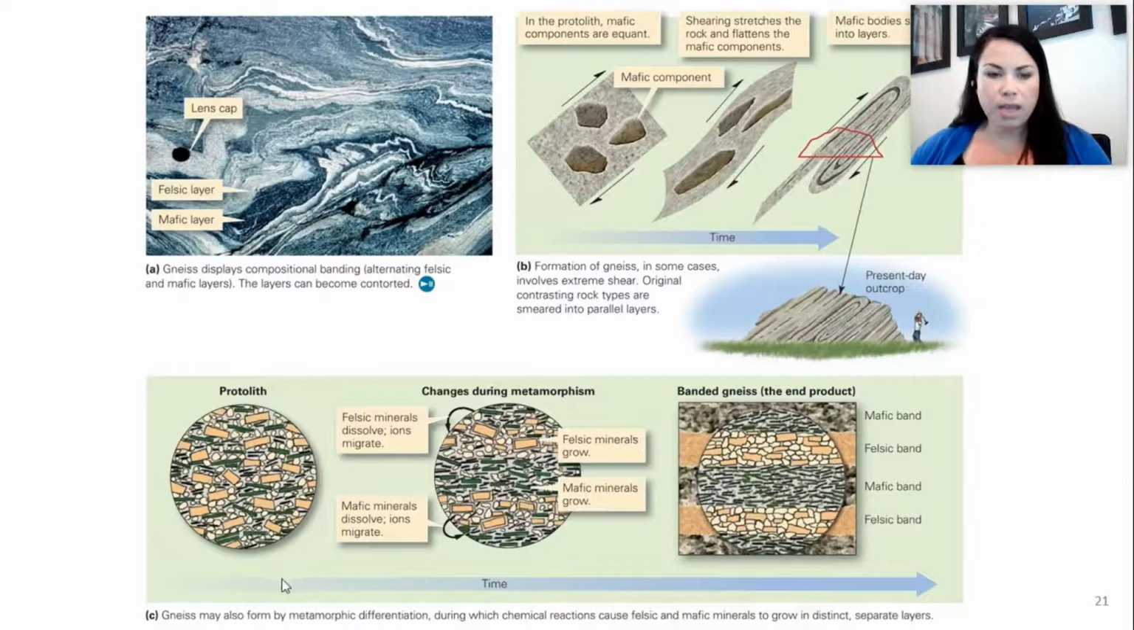And then, of course, when we look at an example of gneiss, we see that the original rock is a mixture of felsic and mafic materials together. And as these minerals dissolve, the ions then migrate into these preferential zones, which then creates these foliations, and therefore we get separating of bands. We get the banding effect here of darker colored mafic bands and lighter colored felsic bands.